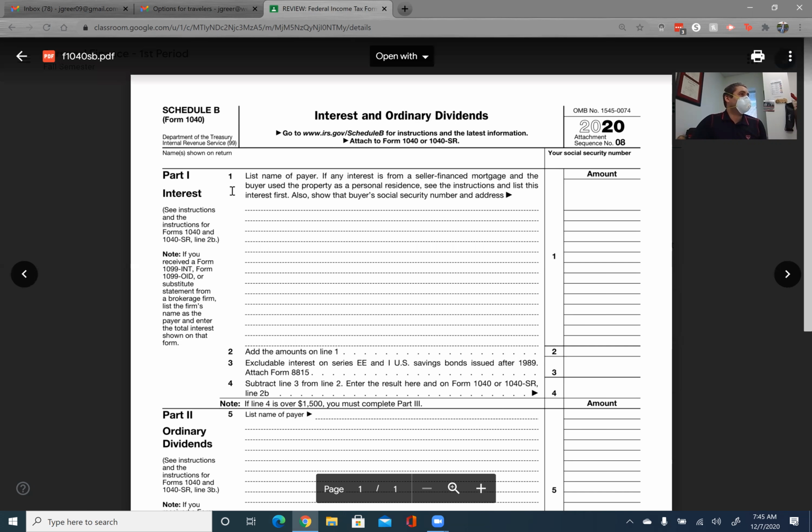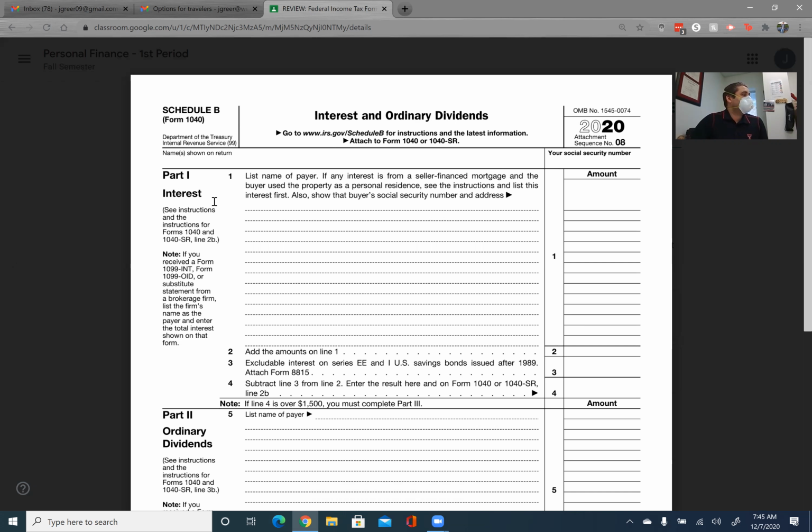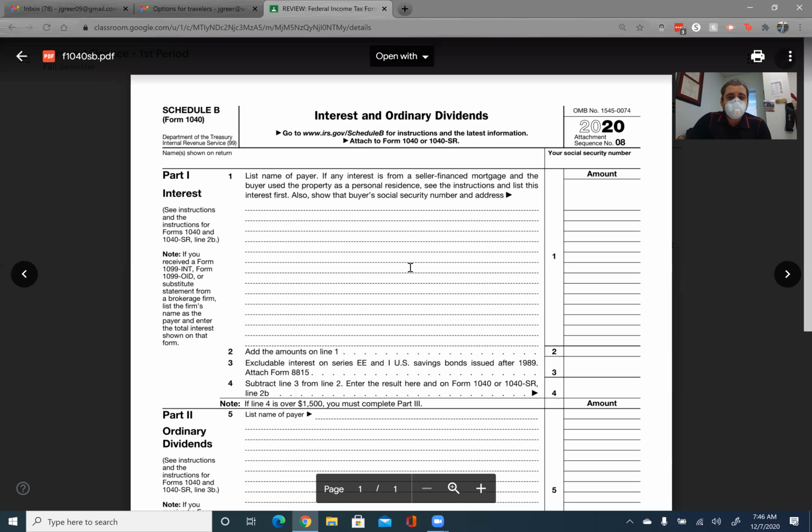Okay. 1099 DIV, that information would go in part 2 because the DIV actually just stands for dividends. And it'll give you information on qualified and ordinary. For the purposes of this assignment, we are not worried about qualified dividends, okay? Because they are taxed differently than ordinary. So we're keeping it a little bit simple. 1099 DIV is just going to cover ordinary dividends, okay?